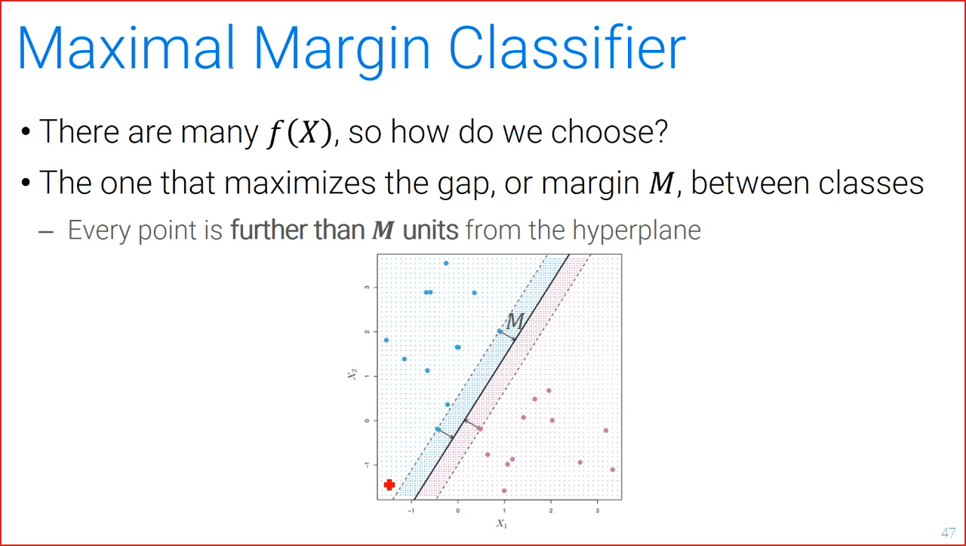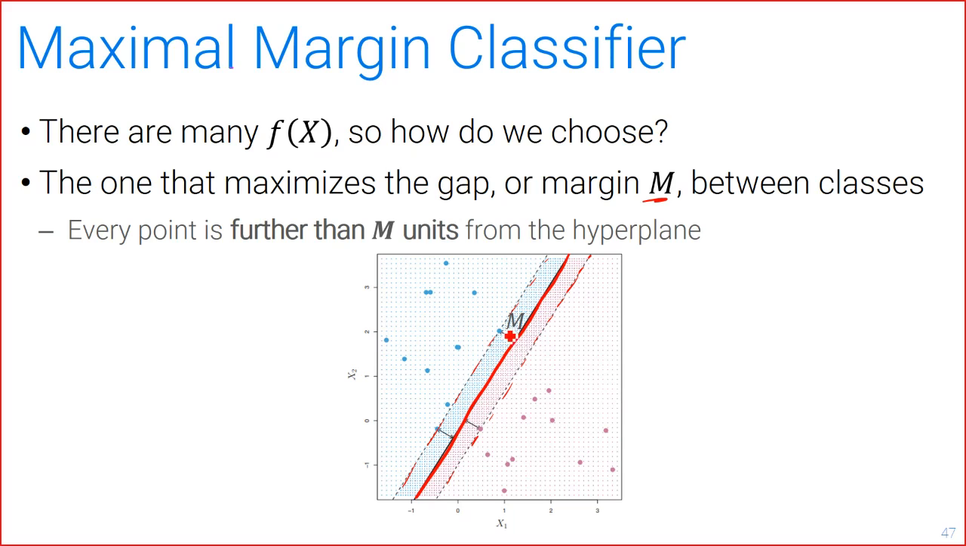Then we talk about the maximal margin classifier. The point is, there are many hyperplanes to choose from. We have to select one. How do we do it? We choose the one that maximizes the margin M. And the margin is, if this is the hyperplane, what we have here.